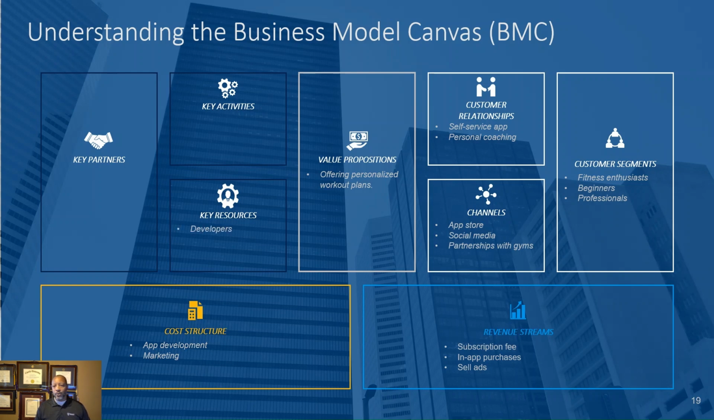Outline your key resources, activities, and partnerships. Do you need a team of developers, for example? Access to fitness data or partnerships with nutritionists? These elements ensure you have the necessary support to operate effectively.